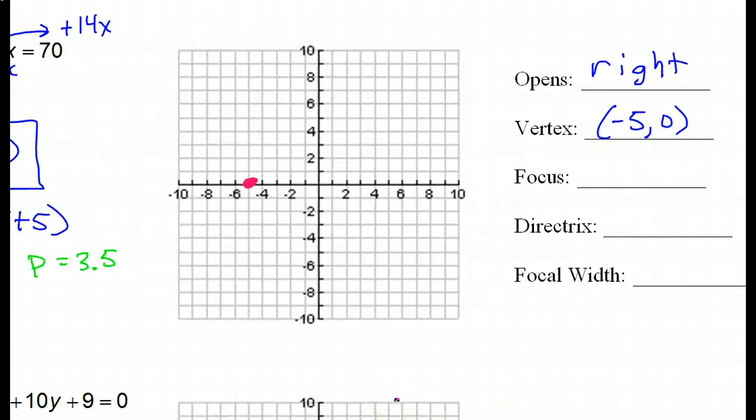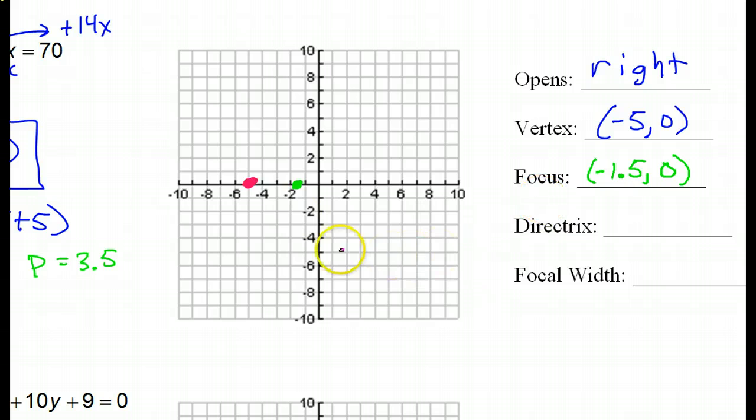Now that p-value tells us where to put the focus. We know that it opens right. All right, now we know the focus will be 3.5 to the right of the vertex. So 1, 2, 3 and a half. 0.5 is a half. All right, so the focus will be right here. And now the coordinates of this, looking at where I put this, this is negative 1.5. So this is negative 1.5 comma 0, all right? It's right on the line, so it's not up anywhere.